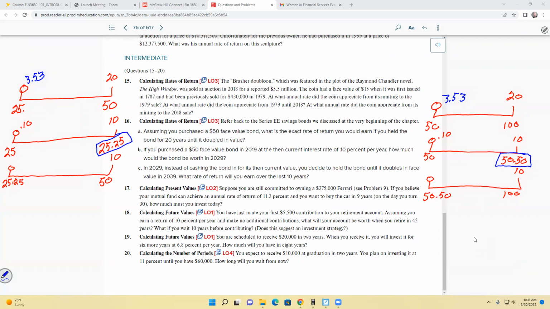One more time? 7.07. 7.07, yep. There you go. Okay, sorry. I looked real quick.